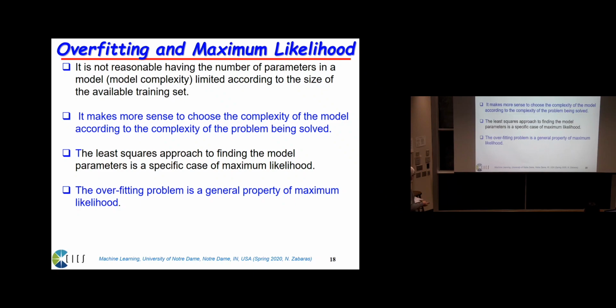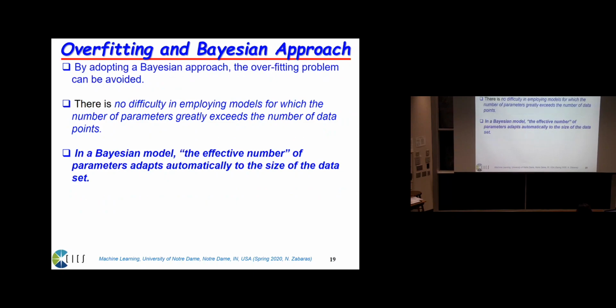So in essence, the overfitting problem and the complexity that depends on the size of the data set is the same pathology that you get when you use maximum likelihood. So the classical way of computing the maximum likelihood and doing predictions with that has the same issues as least squares. As a matter of fact, the two things are identical. There's no difference. It's exactly the same thing.